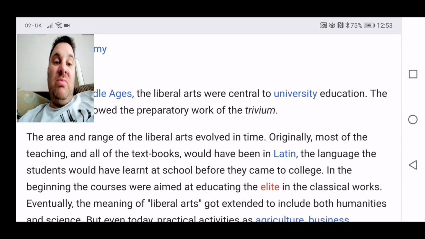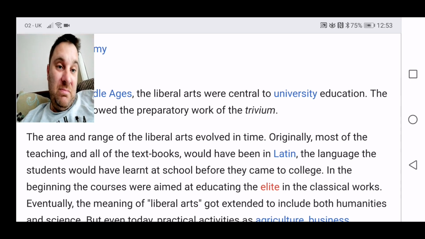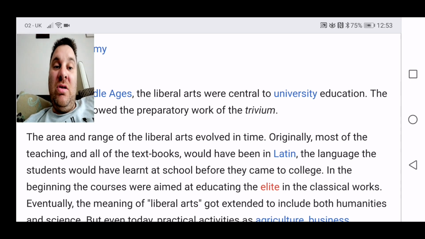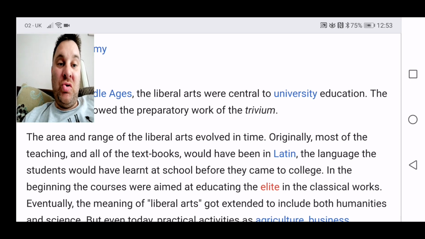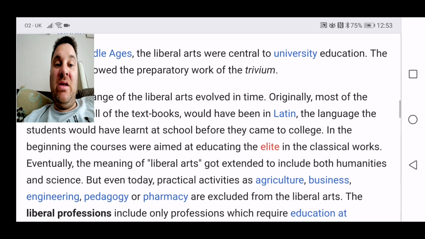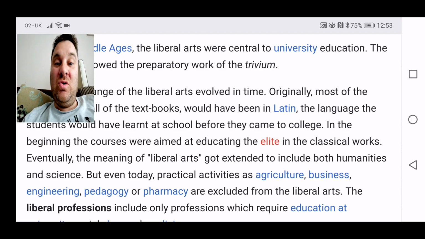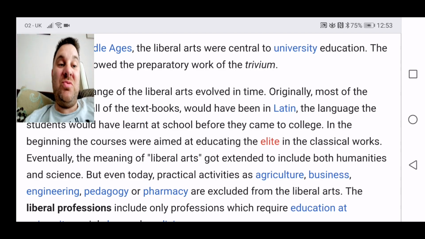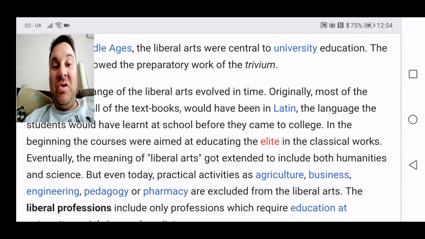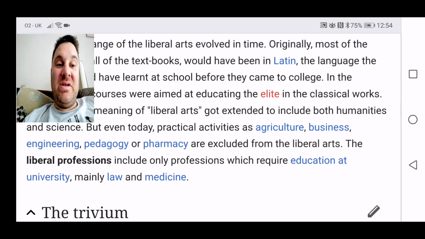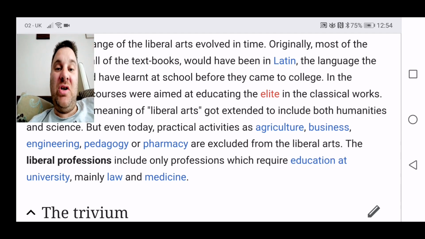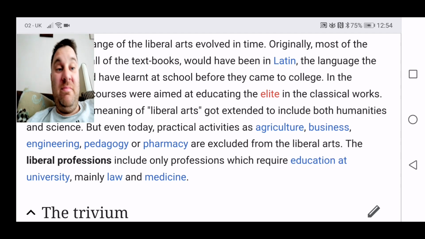The area and range of the liberal arts has evolved in time. Originally, most of the teaching and all of the textbooks would have been in Latin, the language the students would have used and learned at school before they came to college. In the beginning, the courses were aimed at educating the elite in the classical works. Eventually, the meaning of liberal arts got extended to include both humanities and science. But even today, practical activities such as agriculture, business, engineering, pedagogy, or pharmacy are excluded from the liberal arts. The liberal professions include only professions which require education at university, mainly law and medicine.